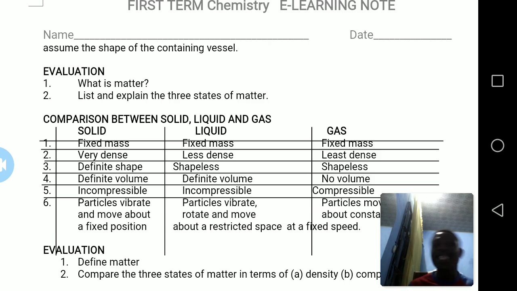Then that of liquid is less dense, not that heavy for the liquid. Then that of gas is least dense. If you put gas in that same kind of container, it will not be that heavy. It won't be that heavy as compared to solid or liquid. The next one, number 3, solid have definite shape.